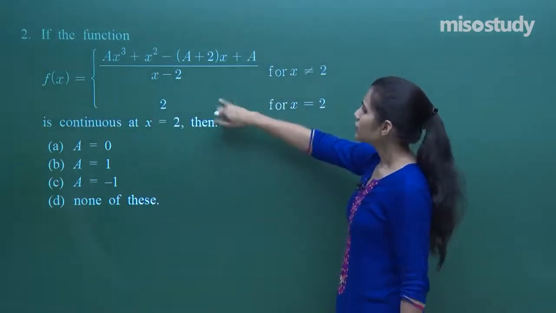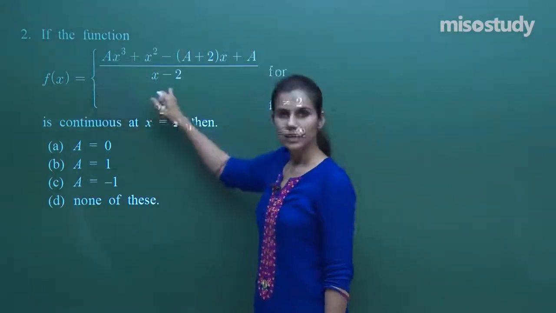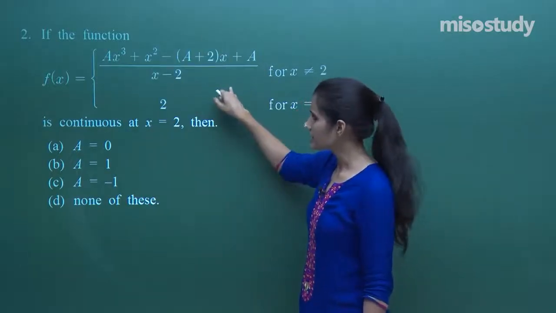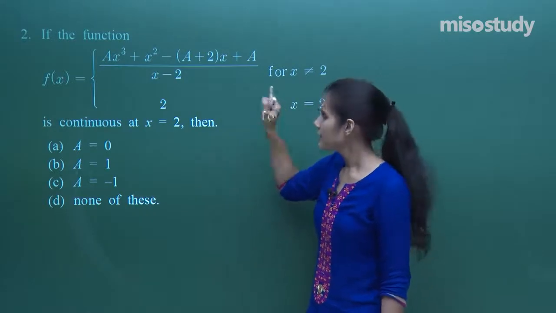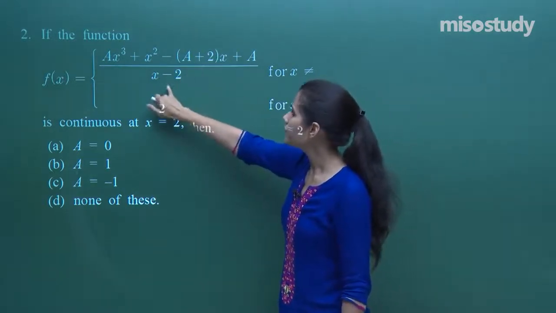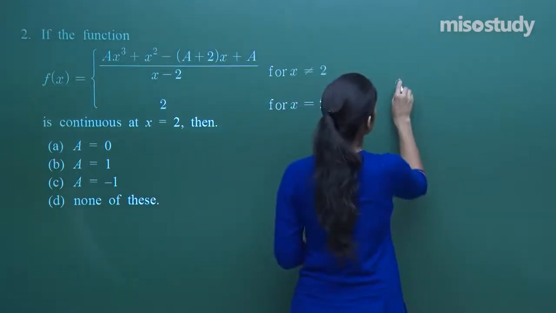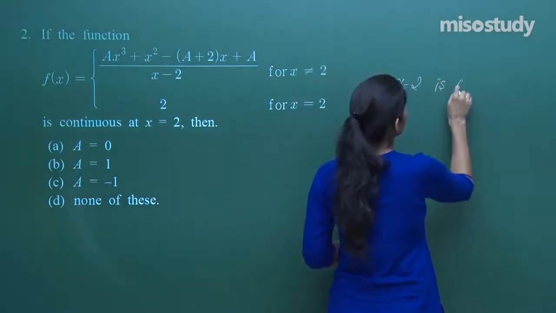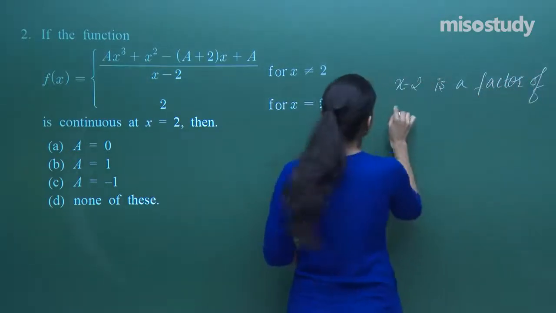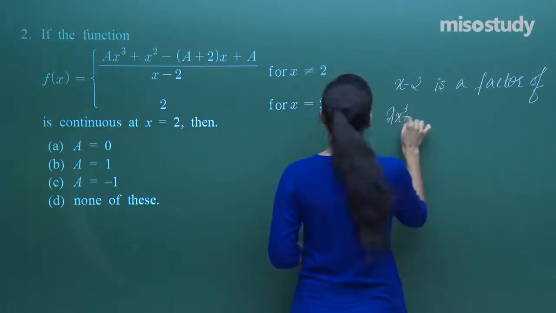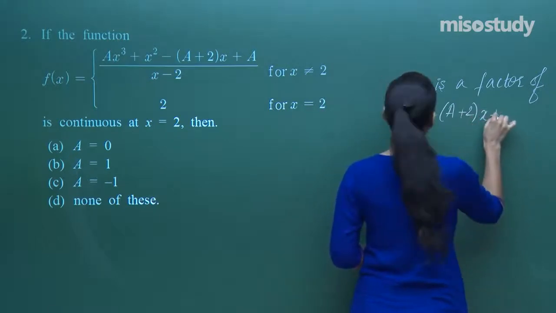Limit x tends to 2, f of x to be equal to f of 2, that means this limit is existing, right? For this limit to exist, limit x tends to 2, this particular expression's limit is existing as x approaches 2. For this to exist, definitely x minus 2 should be a factor of the numerator, right? X minus 2 is a factor of ax cube plus x square minus a plus 2x plus a.